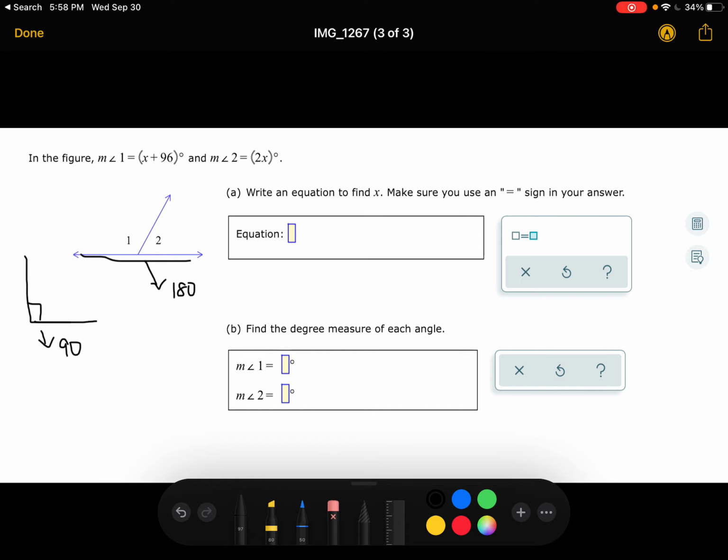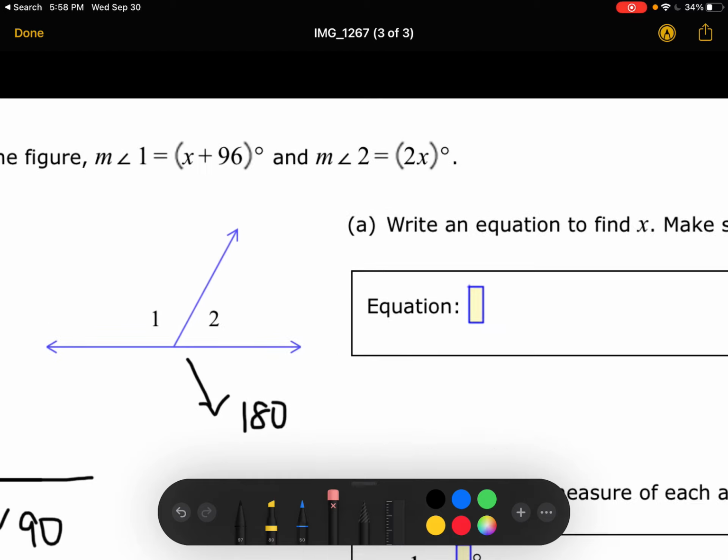You need to know this, because if you get this wrong, you're going to get your answer wrong, since there are two variations of this question. You're either going to see this one or this one. I'll explain in a second why that's important. Anyway, it's asking you: in the figure, the measure of angle 1 equals x plus 96 degrees, and the measure of angle 2 equals 2x.